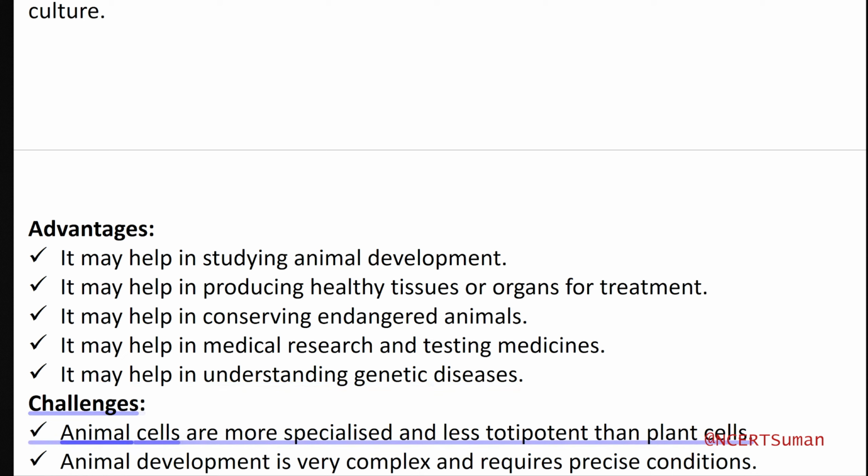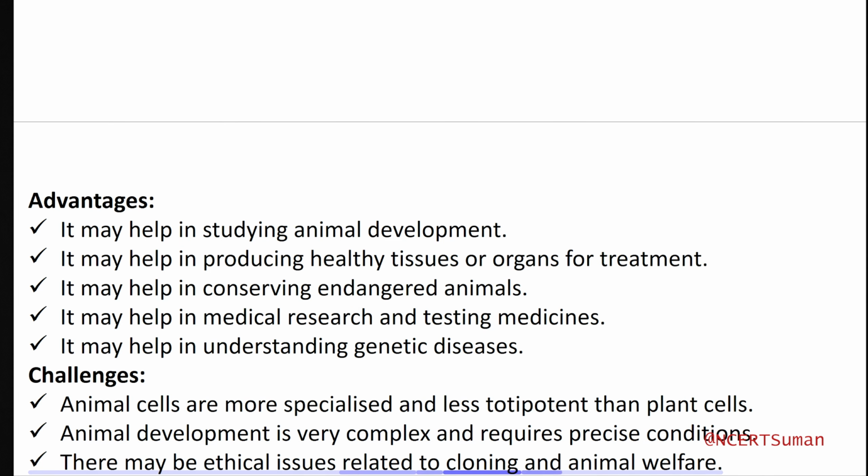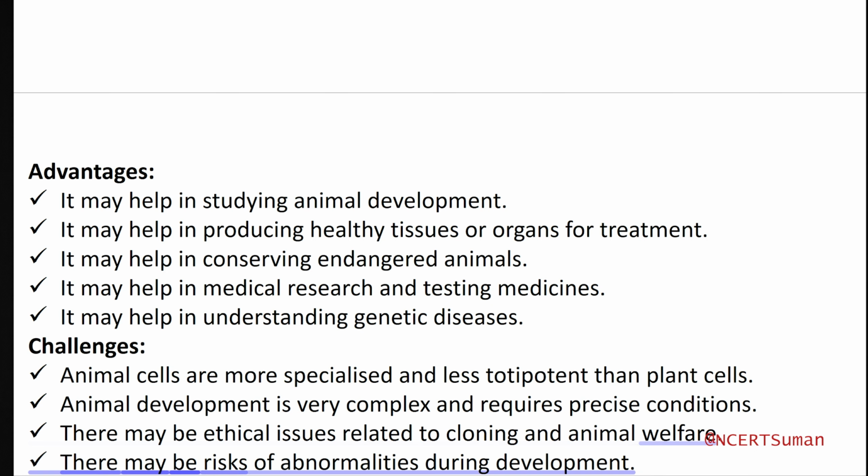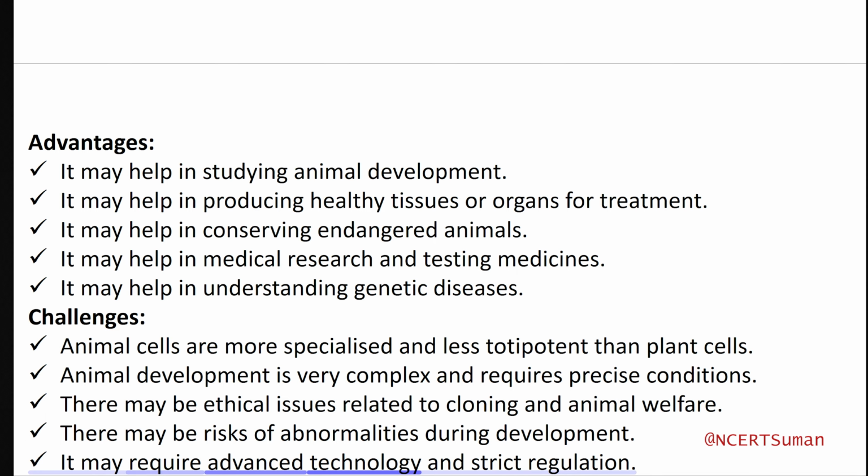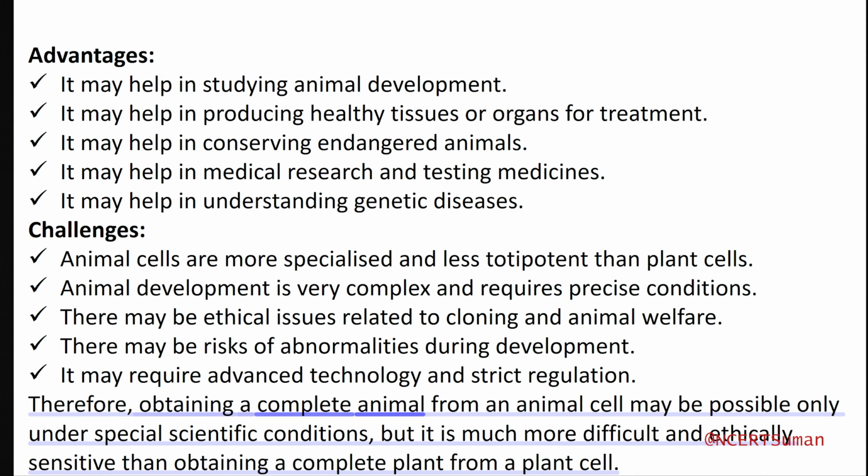Challenges: animal cells are more specialized and less totipotent than plant cells. Animal development is very complex and requires precise conditions. There may be ethical issues related to cloning and animal welfare. There may be risks of abnormalities during development. It may require advanced technology and strict regulation. Therefore, obtaining a complete animal from an animal cell may be possible only under special scientific conditions, but it is much more difficult and ethically sensitive than obtaining a complete plant from a plant cell.